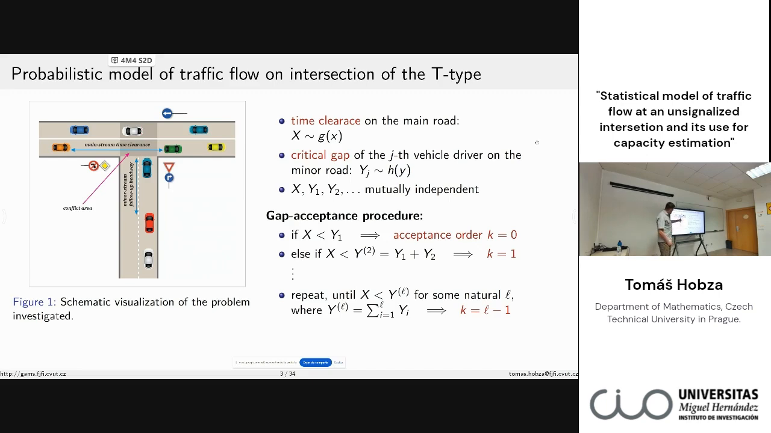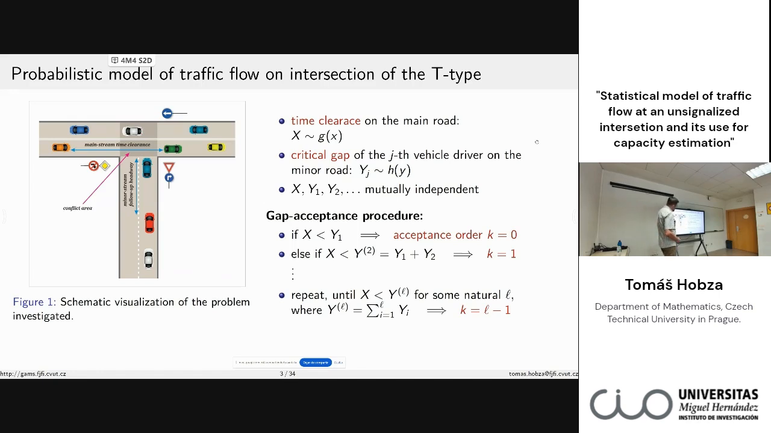And now the driver makes some choice of time and says, okay, if the clearance is bigger than my limit, I enter. If not, I do not enter. So this is the decision rule. In the models of capacity estimation, it is assumed that if the first driver enters the clearance, then at the same moment the second one is prepared to do the same.